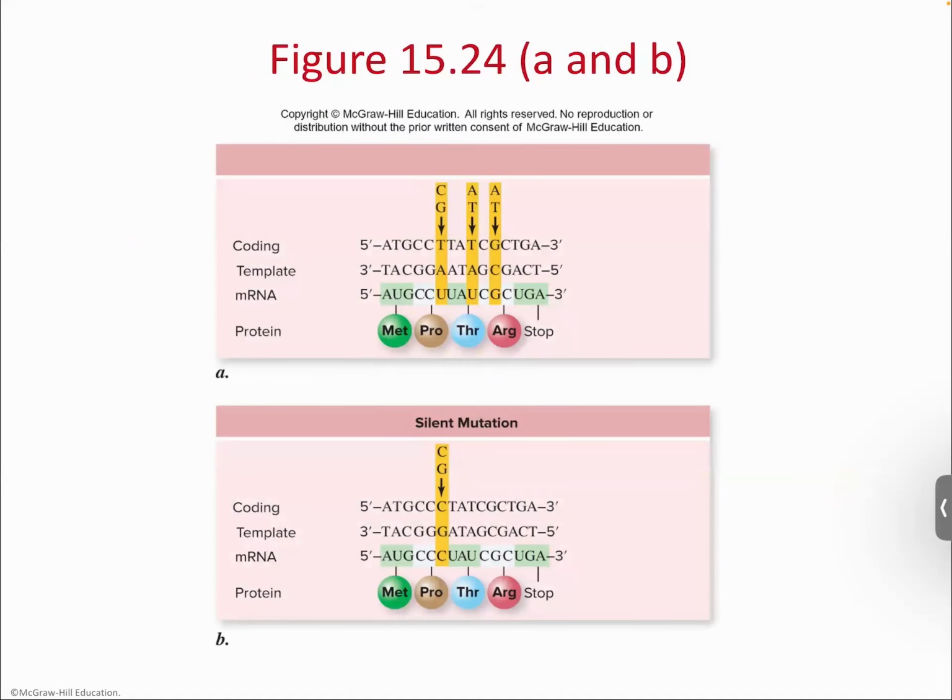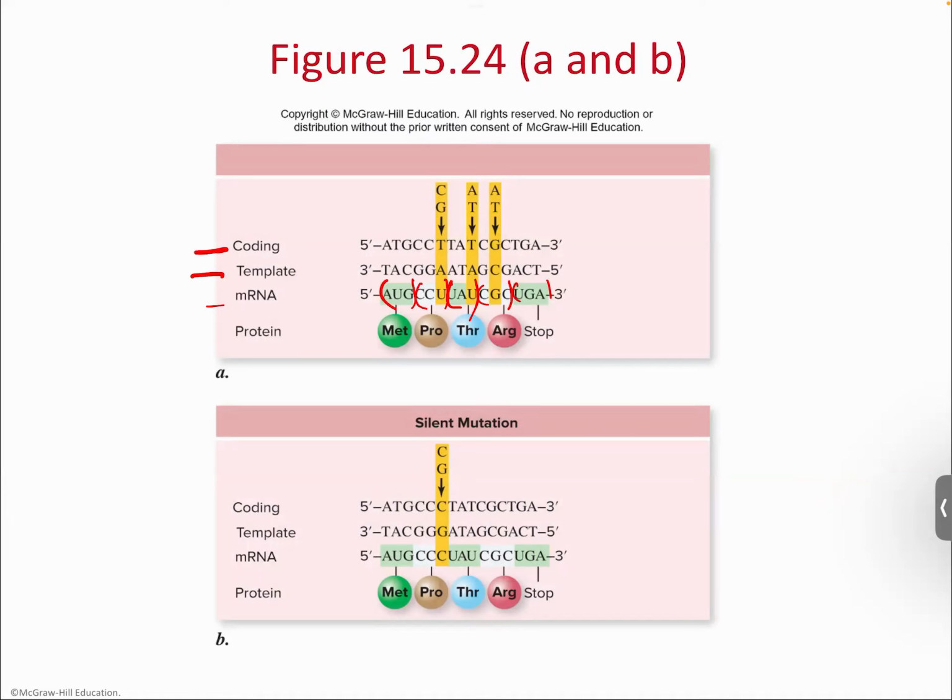So here's our normal protein. You can see we've got our coding strand, our template, and here's our mRNA. So we've got our AUG, CCU, which is a proline, UAU, which is the threonine, CGC, which is an arginine, of course, UGA, go Bulldogs. That is our stop codon, right?